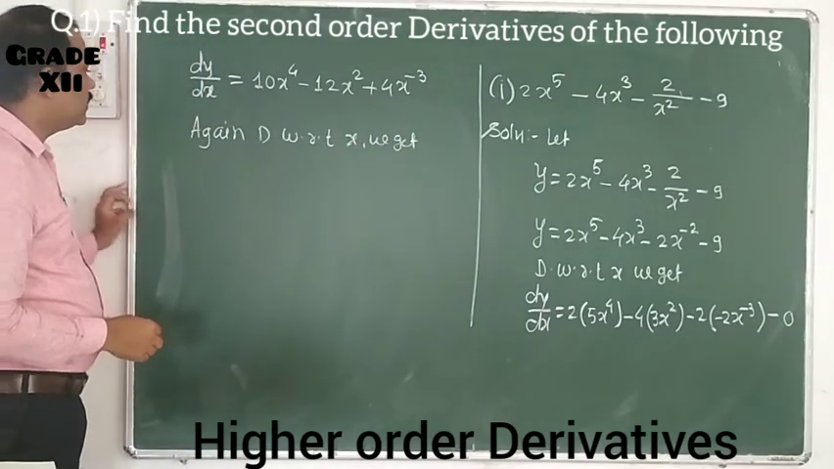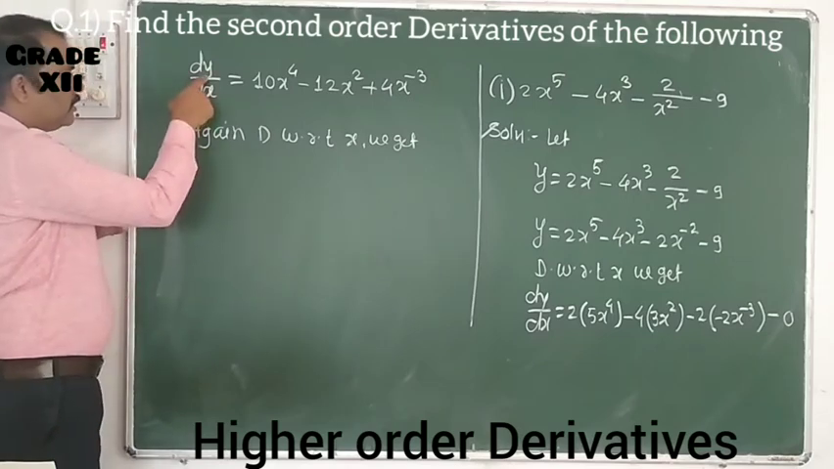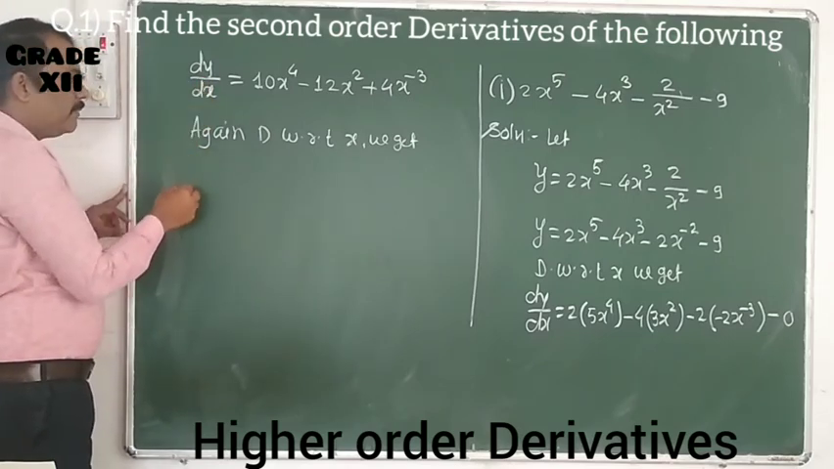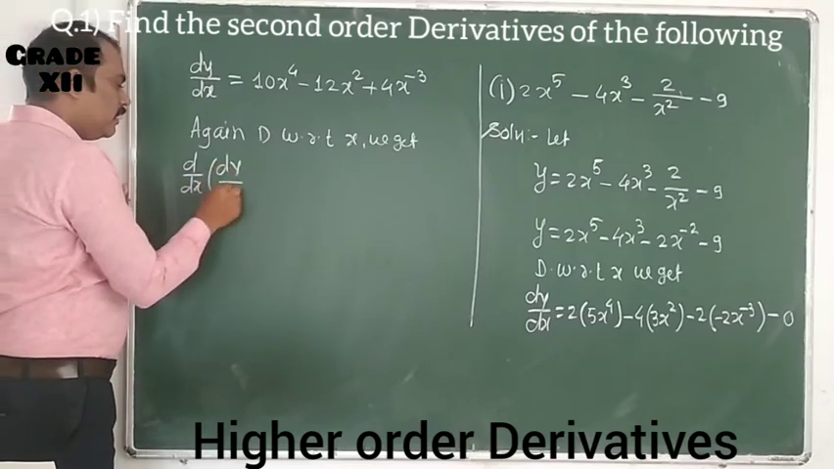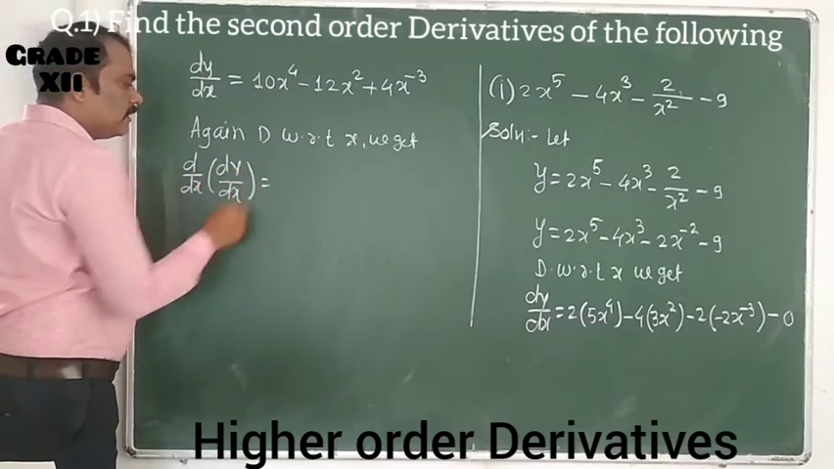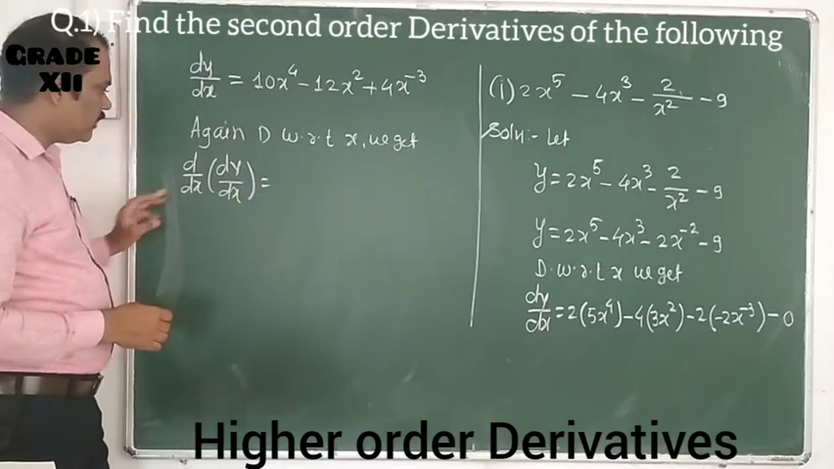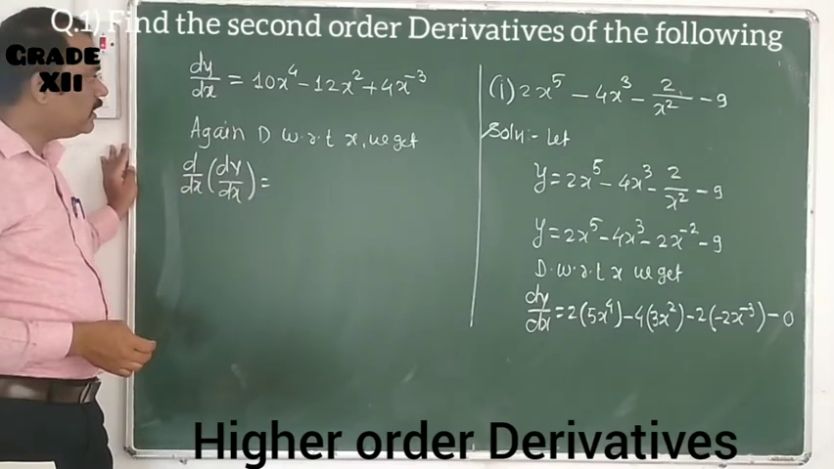What do you have to get? See here, differentiation of dy by dx with respect to x is nothing but d/dx of dy by dx. After solving some examples, we can write directly, that is d2y by dx square.